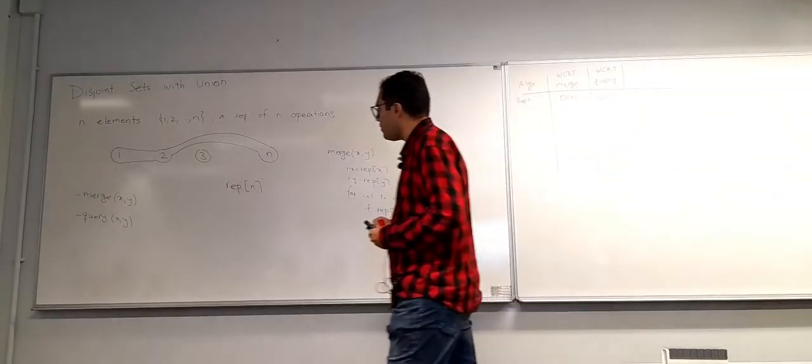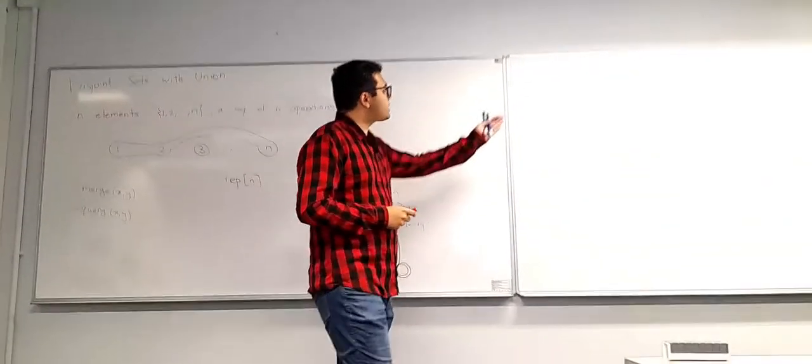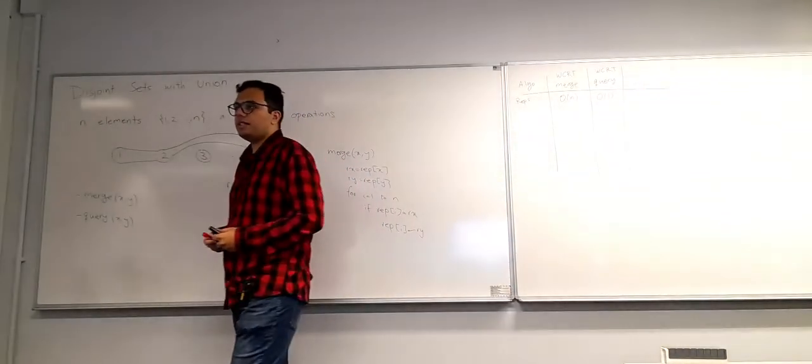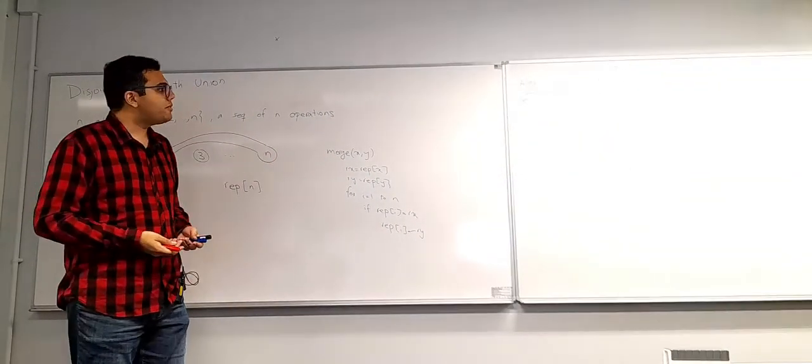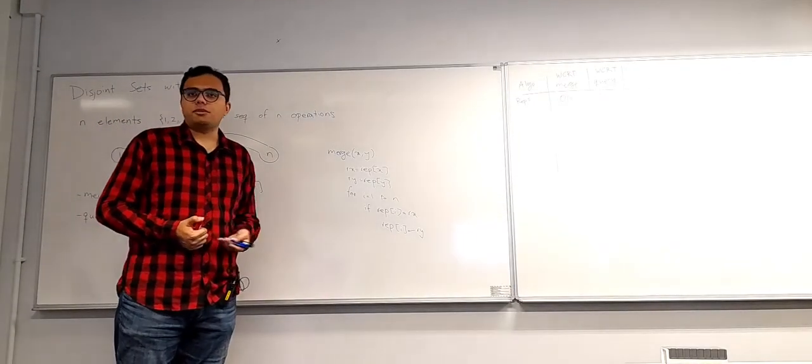Okay. So now we have an algorithm where merge is costly, but query is fast. Can we have an algorithm that is the opposite of this? Can we have an algorithm where query is maybe a little bit costlier, but merge becomes fast?